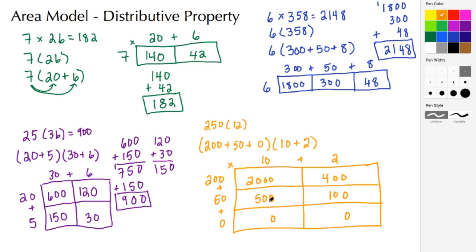Well, 2,000 plus 500 is 2,500. And then 400 plus 100 is 500. And now I have 2,500 plus 500, and that turns out to be 3,000. So here we're showing that 250 times 12 turns out to be 3,000.